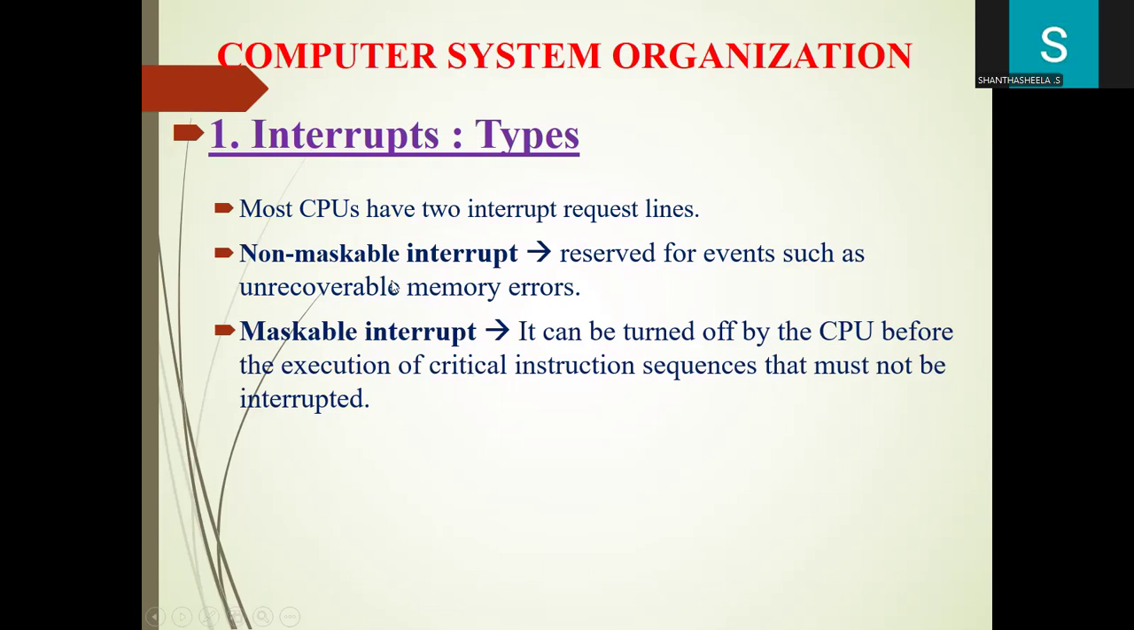Talking about maskable interrupts, these are interrupts that can be ignored by the CPU before the execution of a critical instruction sequence. Suppose a critical instruction has to be executed. Those critical instructions will be given higher priority by the operating system, and the lower priority interrupts can be masked.